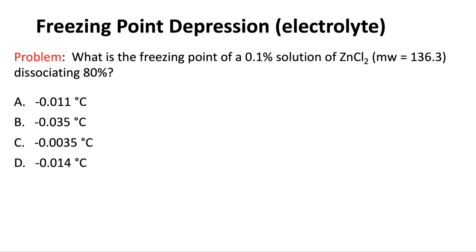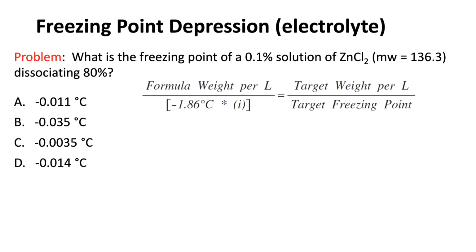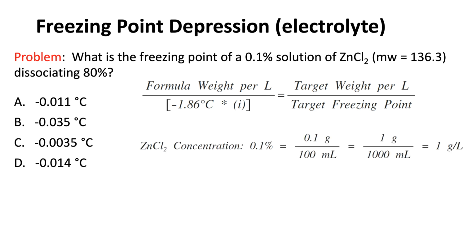All right. Well, where do we start? Well, let's write the formula. It's the same formula we've done before now. We're going to say that the formula weight of the molecule we're using, in this case zinc chloride, in grams per liter, over the negative 1.86 degrees Celsius times the I value, set that equal to our target weight in grams per liter over our target freezing point. All right, so let's fill in that formula.